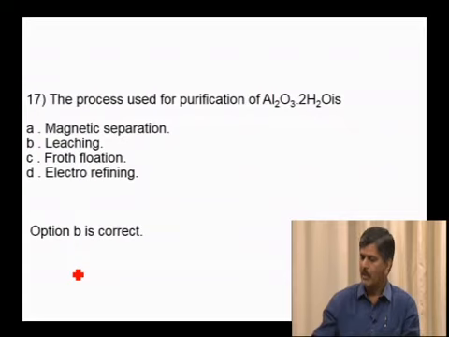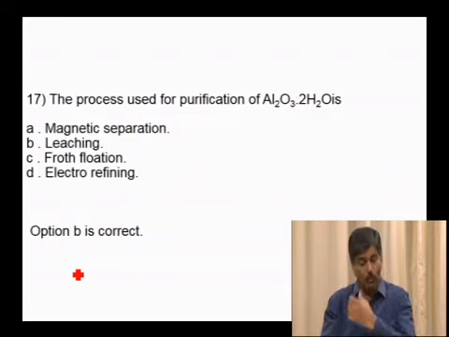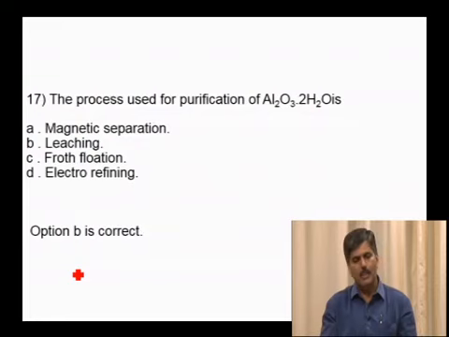Four options are given here: the first one is magnetic separation, the second one is leaching, the third one is froth flotation, the fourth one is electro refining. Let us see one by one. Magnetic separation method is the concentration method used to concentrate the ores containing magnetic materials. The second method is the leaching method. This is a special method used to purify the bauxite ore.